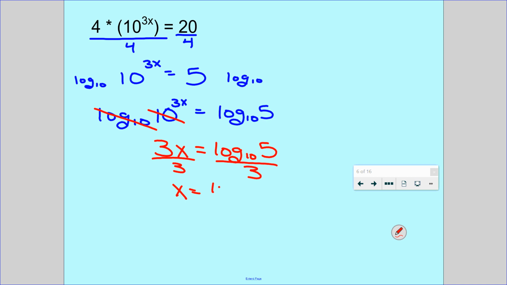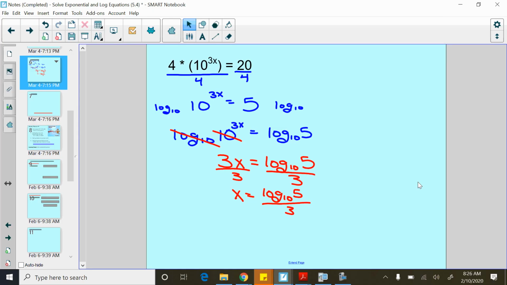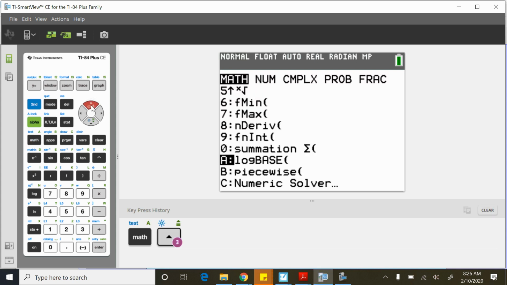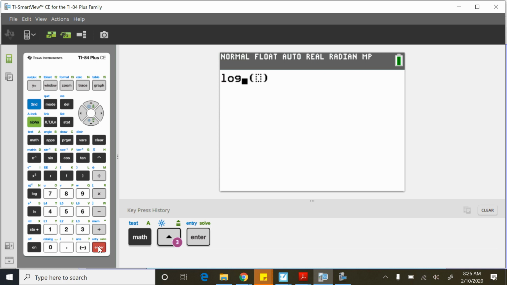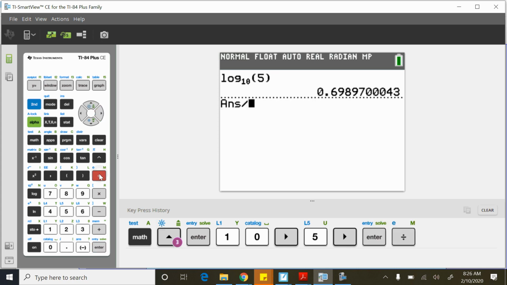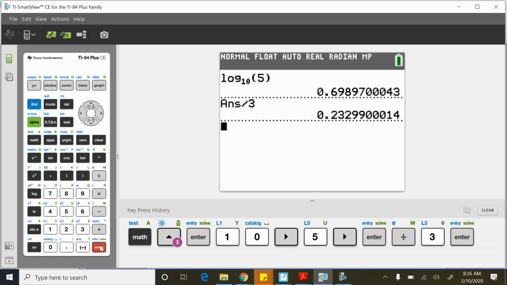And now in this case, we have to make sure we know how to put this into our calculator. So there are really two different ways that we want to put this into our calculator. If you have the log base function, this works out pretty nicely. I know it's a regular log, but I do just want to show you how this works. You would put the 10 in the bottom, you would put the 5 next to it.